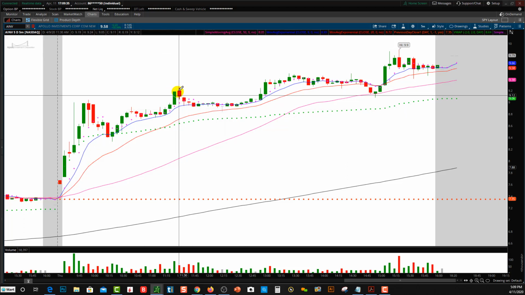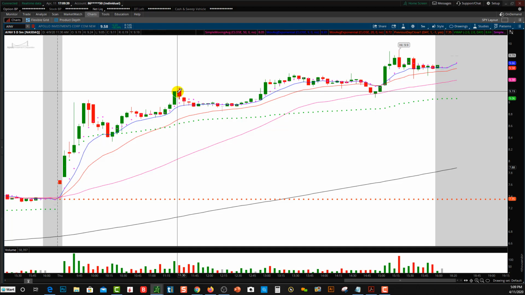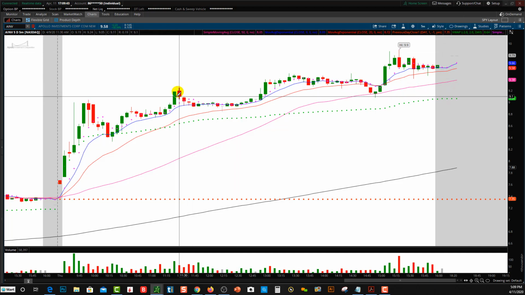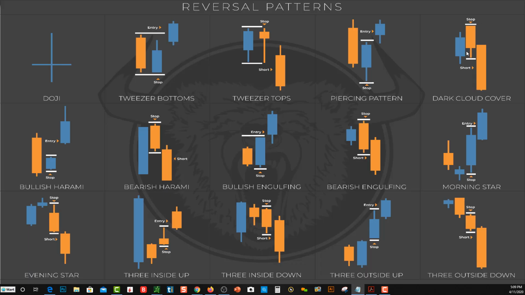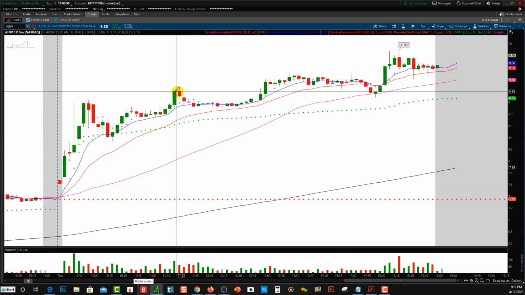Really great lesson. Is that a dark cloud cover? Is it a bearish harami? Or is it a star pattern? This candle is covering part of this green candle. So you can call that a dark cloud cover. So maybe you want to call it a dark cloud cover. It could be kind of, but it could also be a bearish harami. It's kind of also encapsulated inside of this green candle. But it doesn't matter. It's telling you the same story.